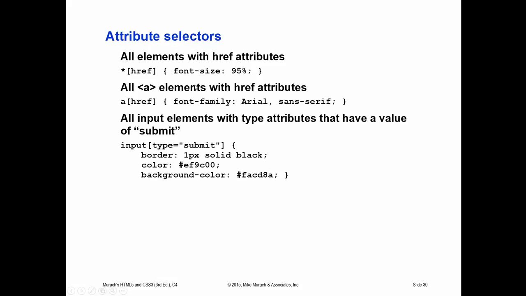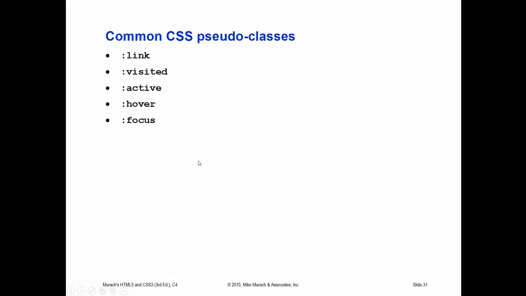Now this gets a little bit more involved as we go on in here. There are attribute selectors. This says that basically all elements with href attributes should be 95%. This says all A elements, all the hrefs in there, should have an Arial font, and if you can't find that, a sans serif font. This says all input elements with the type submit, so that's usually going to be a submit button, will look like this: a 1-pixel solid black border, this color, that background color.